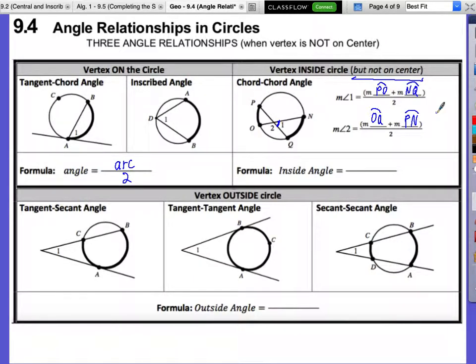Okay. So our next one is where we have a vertex outside the circle. This is caused by one of three scenarios. In this first one we have a tangent intersecting with a secant, or a tangent intersecting with another tangent, so it creates an angle outside the circle.